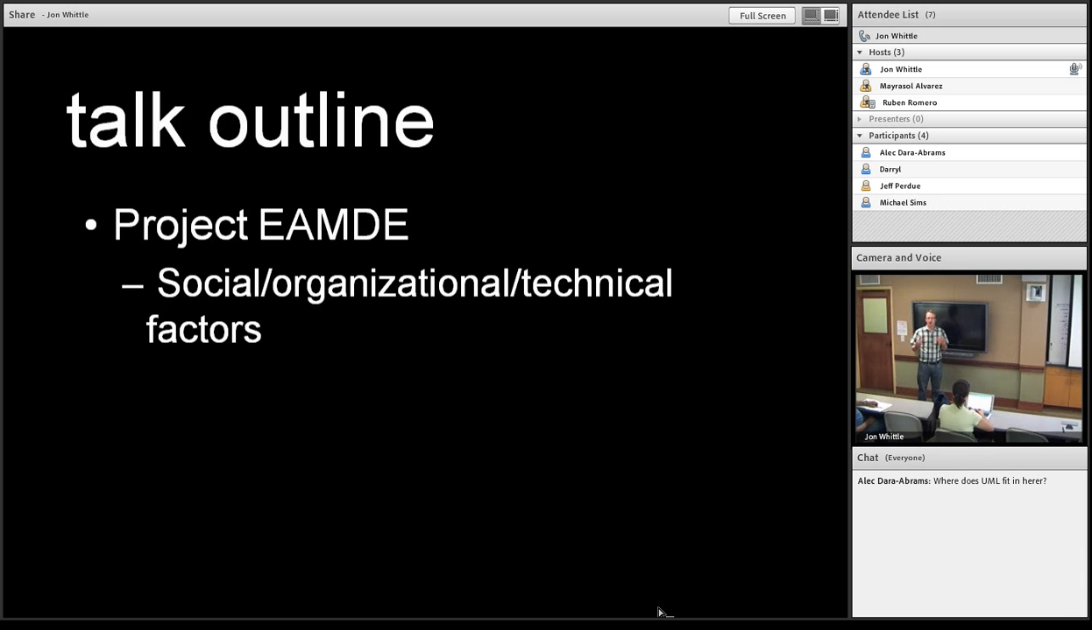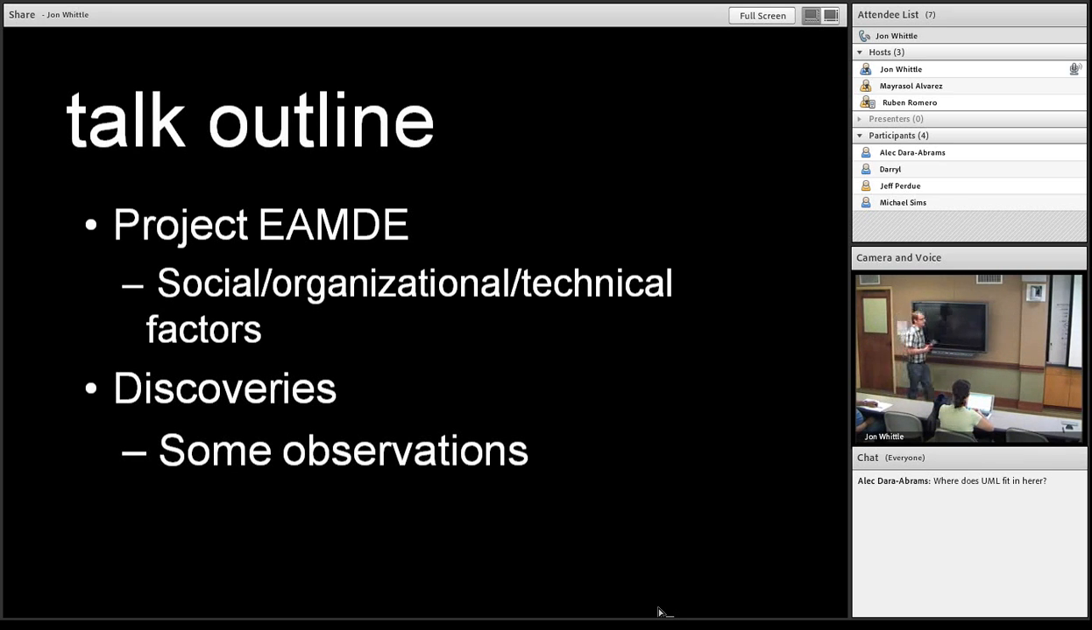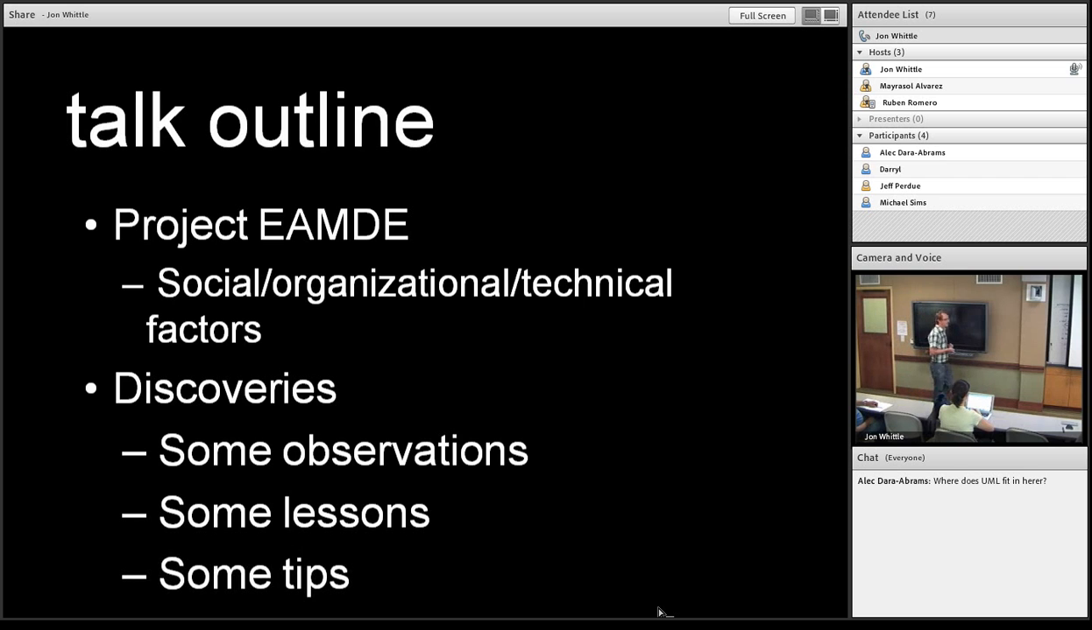How is the company organized? How is it structured? Does that support this new way of thinking? What are the people like in that organization? So what I'll talk to you about is some of the discoveries that we found. First of all, some observations about how people are actually using model-driven development in practice. Then some lessons about which of these social, organizational and technical factors lead to success or failure. And then I'll finish with some tips. So if you're a practitioner thinking of adopting model-driven development, what are the kinds of things that you should be aware of to introduce this technology?